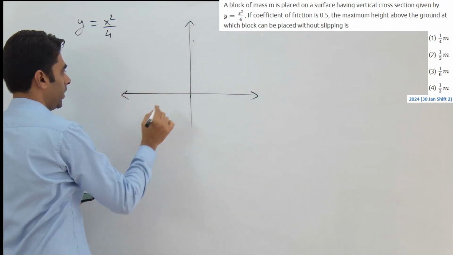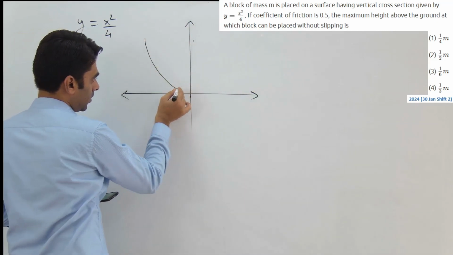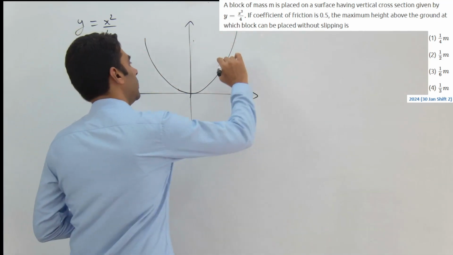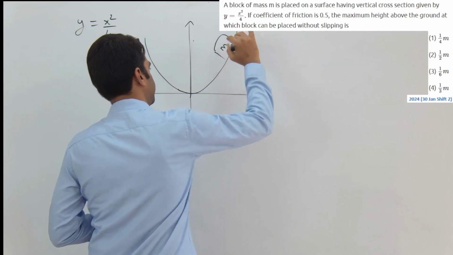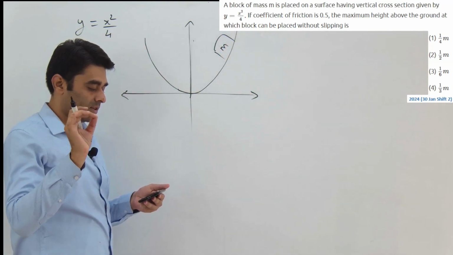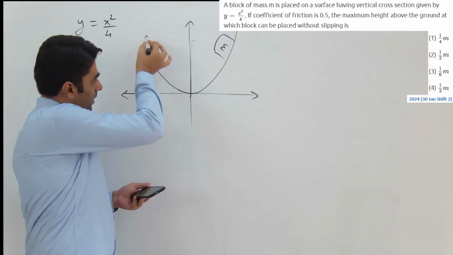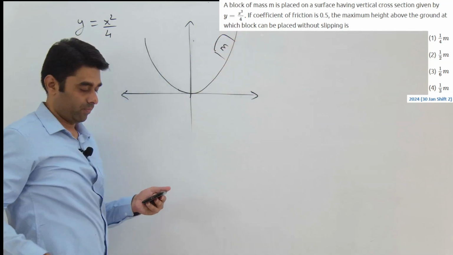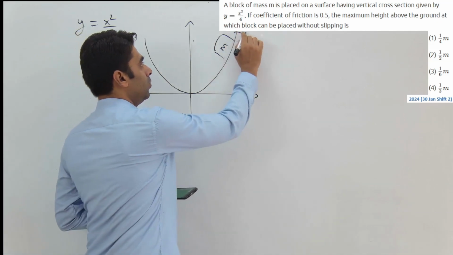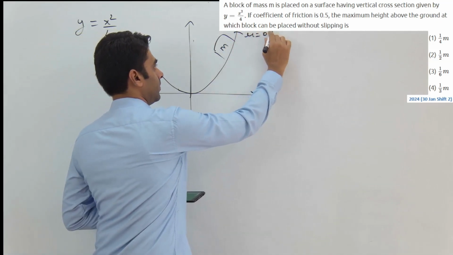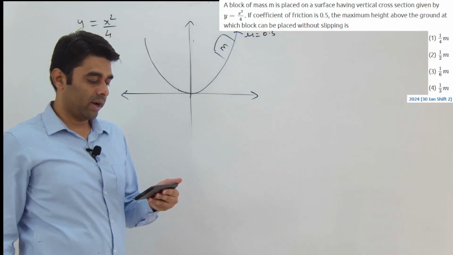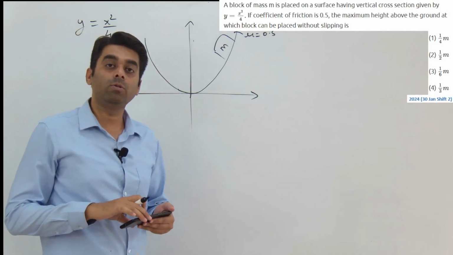Y equals x square, right? Now somewhere over here, a block of mass m is placed. A block of mass m is placed on the surface having vertical cross section y equals x square. If the coefficient of friction is 0.5, mu is 0.5, fine, then the maximum height above the ground at which the block can be placed without slipping is.